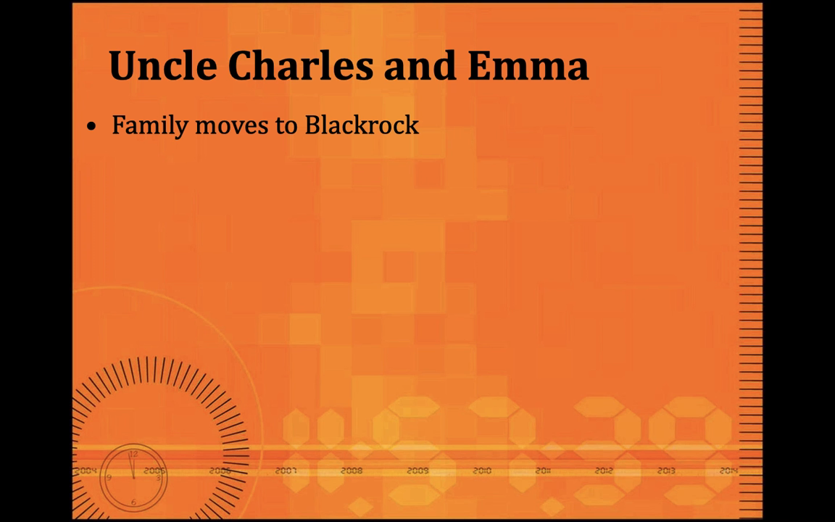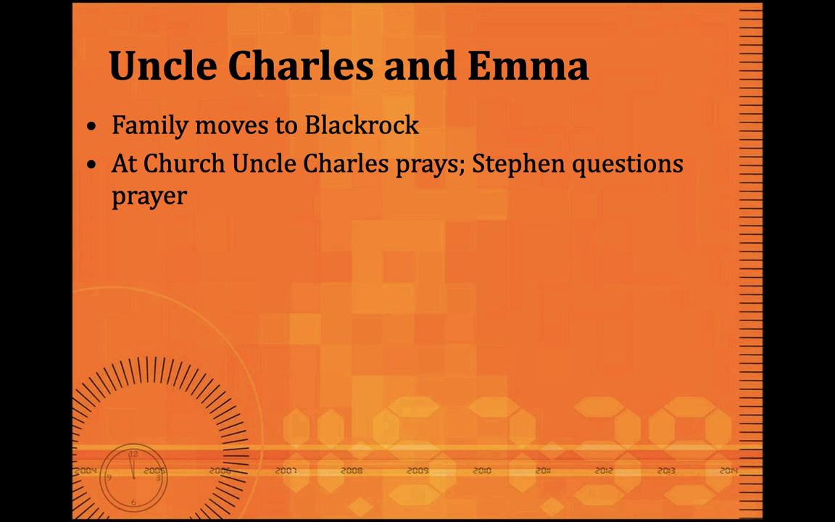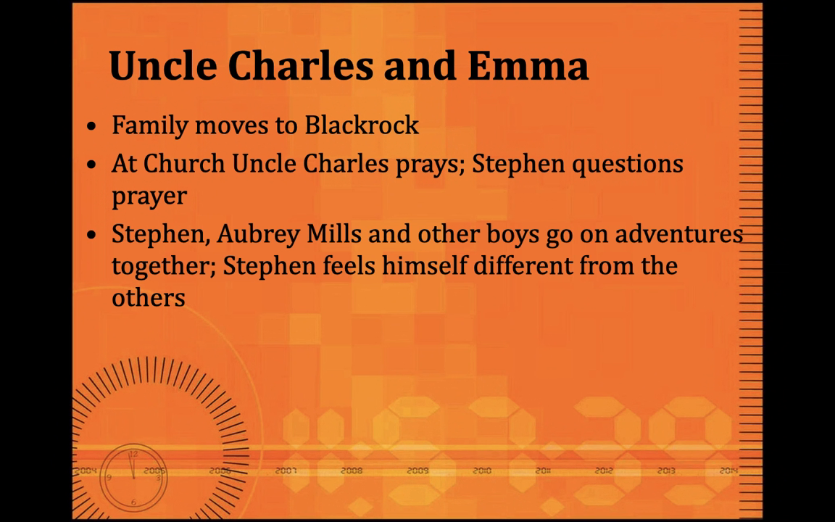The family at this time is poorer. They moved to a poorer house at Blackrock. And there Uncle Charles goes to church with Stephen. And he prays devoutly like before. But Stephen is different. He has started to question prayer and church and religion. And Stephen and other boys like Aubrey Mills, they all go on adventures together. Stephen feels different from the other boys already. He doesn't enjoy the childish pretensions and adventures anymore. He feels different already.